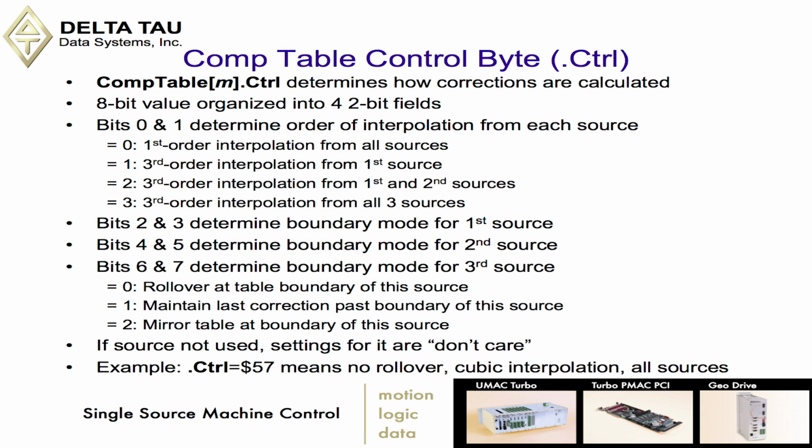The control byte for compensation tables determines how the corrections are calculated. Bits 1 and 0 determine the order of interpolation from the sources. Bits 2 and 3 determine the boundary mode for the first source. Bits 4 and 5 are the boundary mode for the second source. And bits 6 and 7 the boundary mode for the third source. So are we going to roll over at the table boundaries? Are we going to maintain the last correction at the table boundaries? Or are we going to mirror the table at these boundaries, like bouncing back into the table?